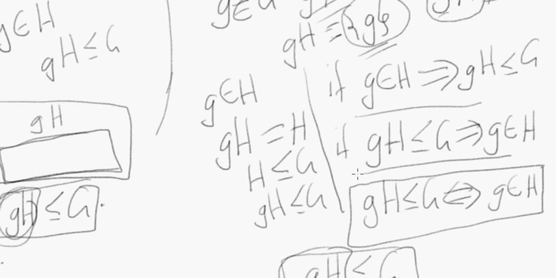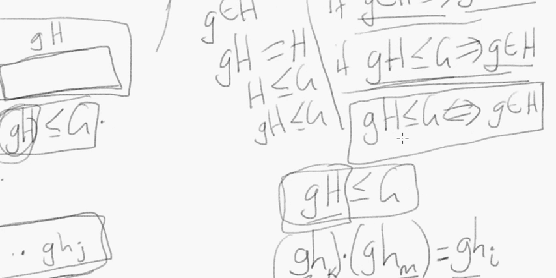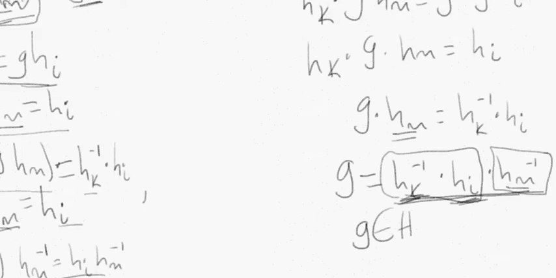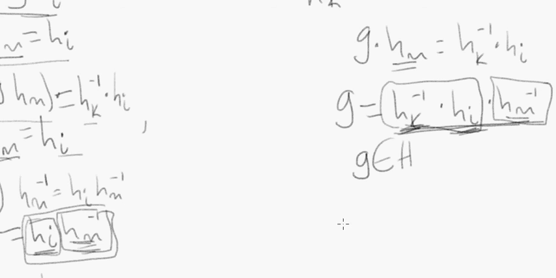But before we showed that, so we've shown this part. If gH is a subgroup of G, then g is an element of H. If g is an element of H, we proved that gH is a subgroup of G, which means that gH is a subgroup of G if and only if g is an element of H. So that's the key takeaway from this part of our investigation.